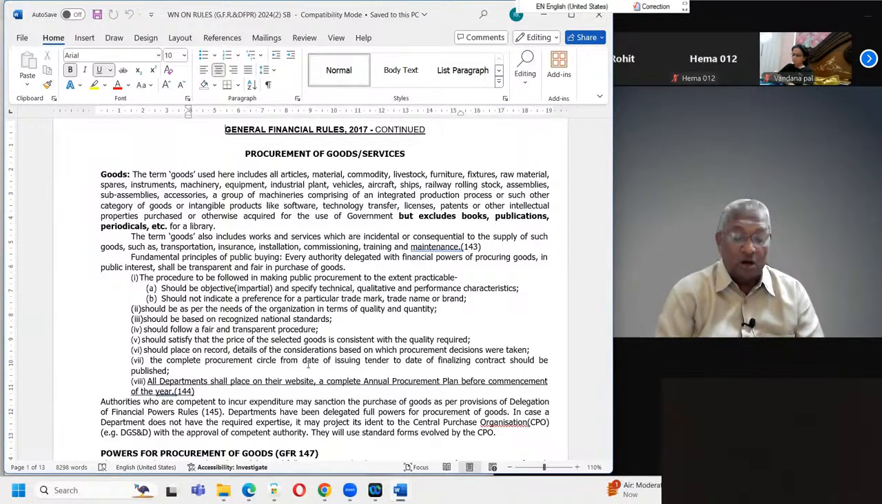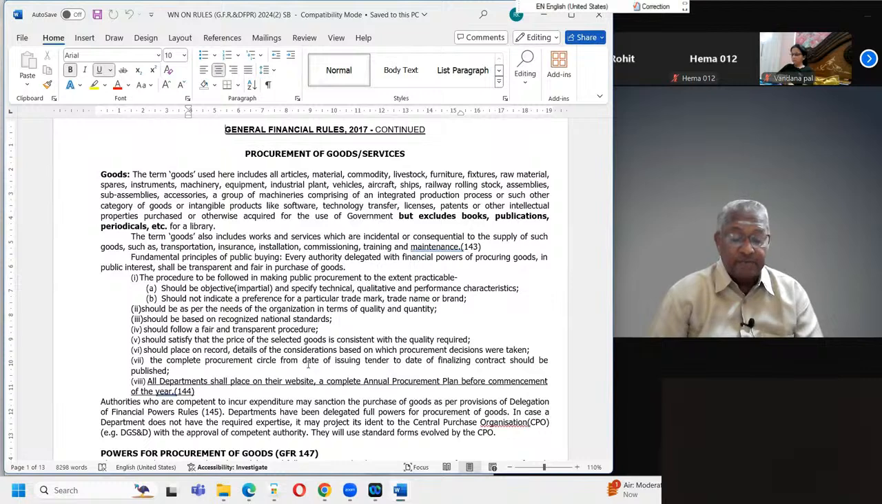The term goods also includes works and services which are incidental or consequential to the supply of such goods, such as transportation, insurance, installation, commissioning, training and maintenance. यह सारा कुछ goods में ही आ जाएगा.